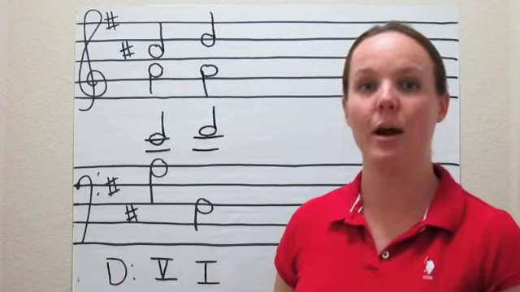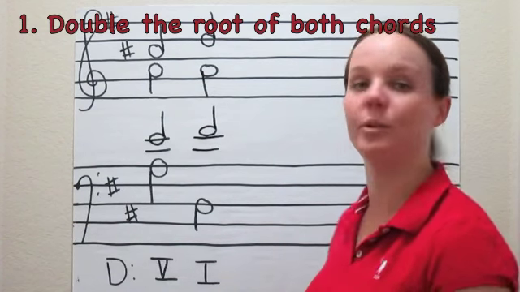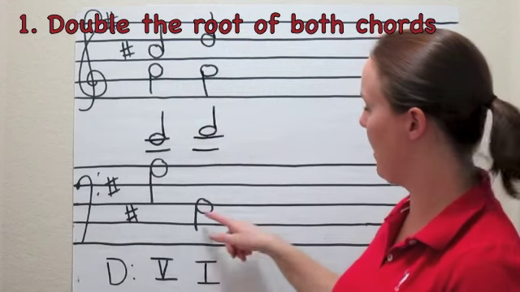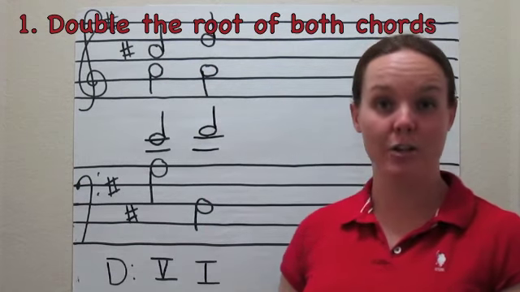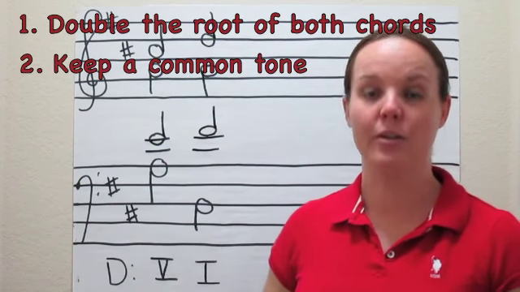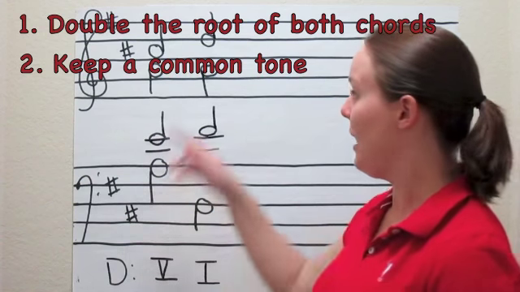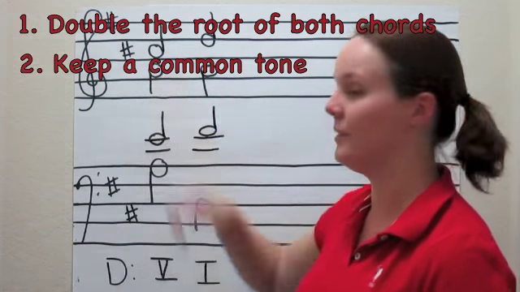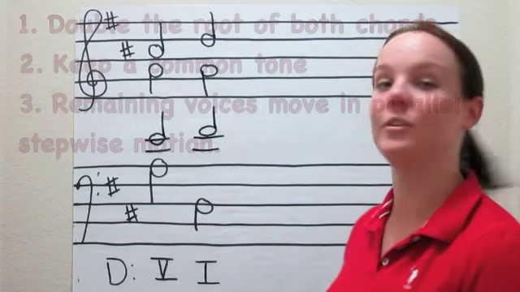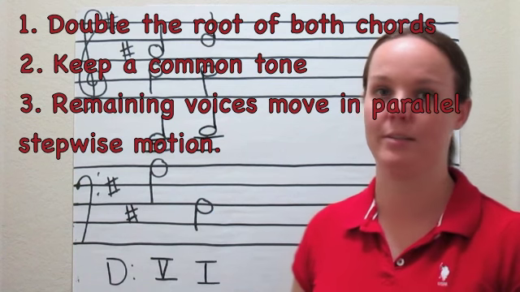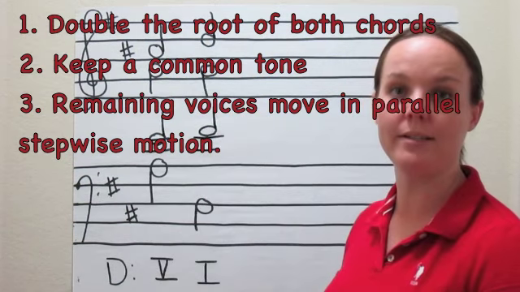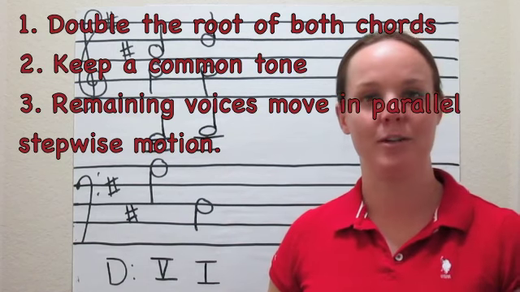So just to recap, you have to make sure that you double the root, which we have done in both chords, A and A, and then for our 1 chord we have D and D. You have to make sure you keep a common tone in the same voice. Since we figured out that A was the note that both triads had in common, I kept A in the same place that I had it originally in the first chord. And then number 3, you have to make sure that the 2 remaining voices move in parallel stepwise motion. Again, our soprano moves up by 1 step, our tenor moves up by 1 step. They have moved in parallel stepwise motion.